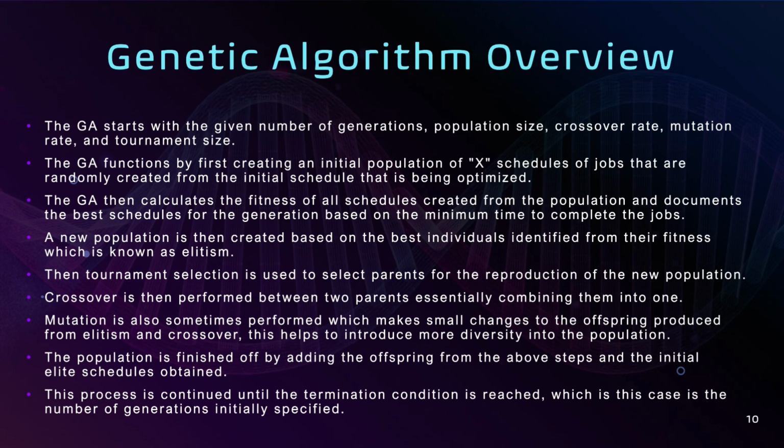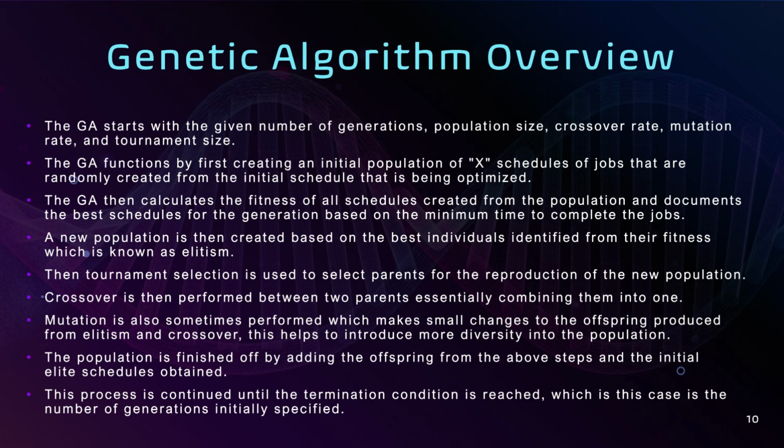A new population is then created based on the best individuals identified from their fitness, which is known as elitism. Then tournament selection is used to select parents for the reproduction of the new population. Crossover is performed between two parents, essentially combining them into one. A mutation is also sometimes performed, which makes small changes to the offspring produced from elitism and crossover. This helps to introduce more diversity into the population. The population is then finished off by adding the offspring from the above steps and the initial elite schedules obtained.